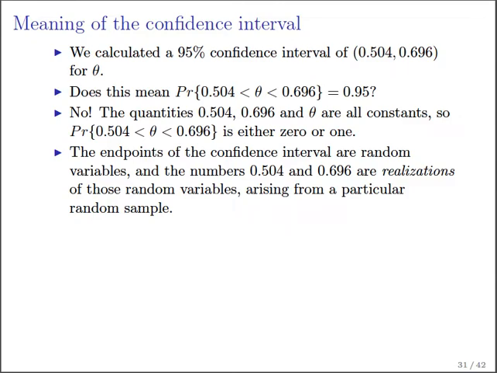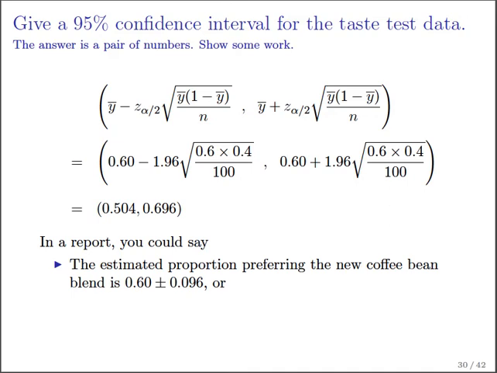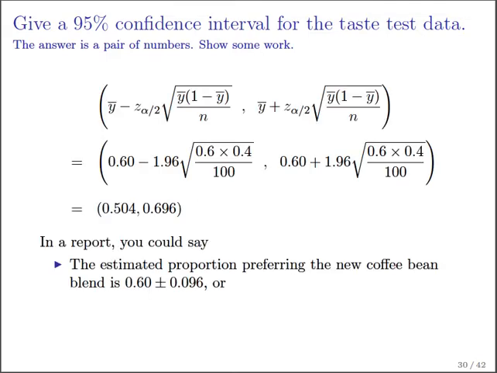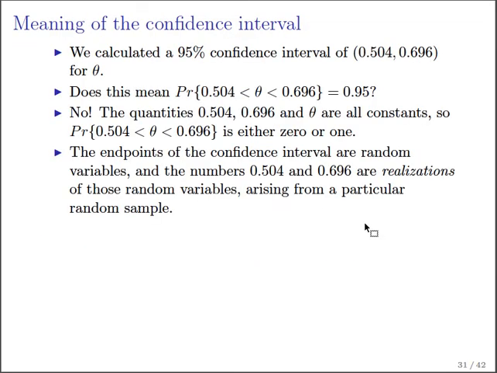The endpoints of the confidence interval are random variables, and the numbers 0.504 and 0.696 are actually realizations of those random variables arising from a particular random sample. Let me click back through all this. Y bar minus z alpha over 2 times the square root of y bar, these are functions of the sample data through y bar. Every time you get a new set of sample data, you get a different left endpoint and a different right endpoint of the confidence interval. So it's the endpoints that are random, and you've calculated it for exactly one random sample, and so you get particular numbers.